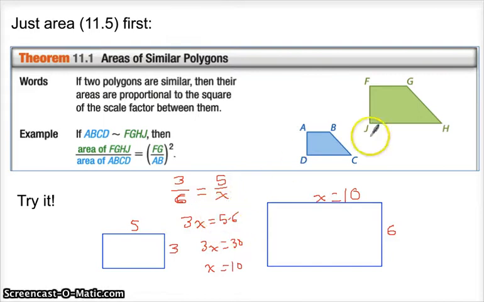But when we're talking about areas, the areas aren't going to work out like that, because look at the area of this thing. The area of this is 15, and you might think that the area over here is just going to be twice as big. Well, it's not.